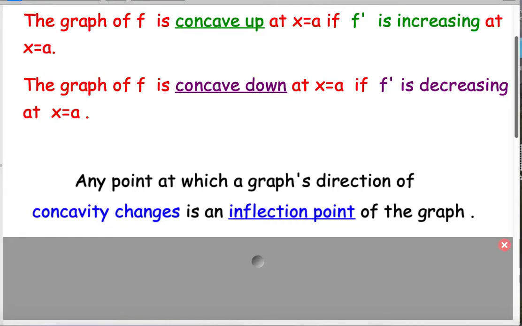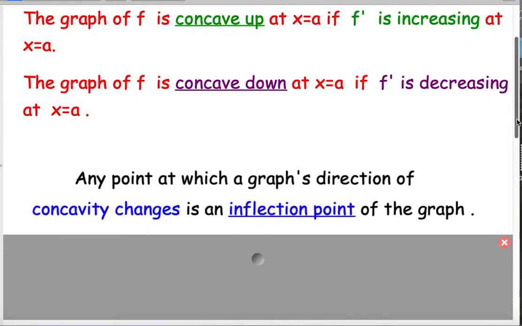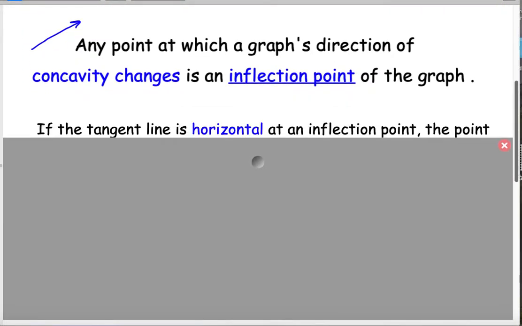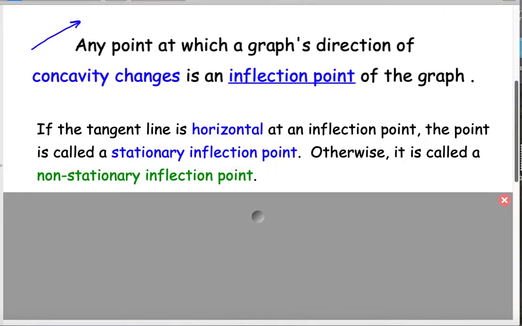Any point where a graph's direction of concavity changes, we call that an inflection point. And we have two types of inflection points that we should be familiar with. So if the tangent line is horizontal at an inflection point, the point is called a stationary inflection point. Otherwise, it's called, no surprise, a non-stationary inflection point.